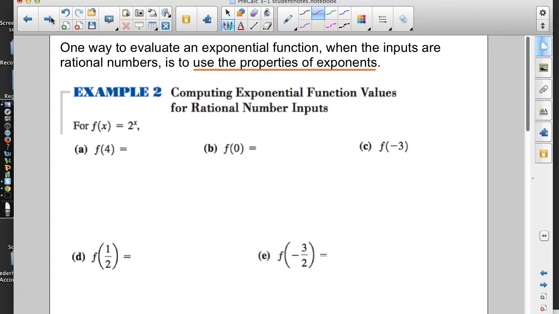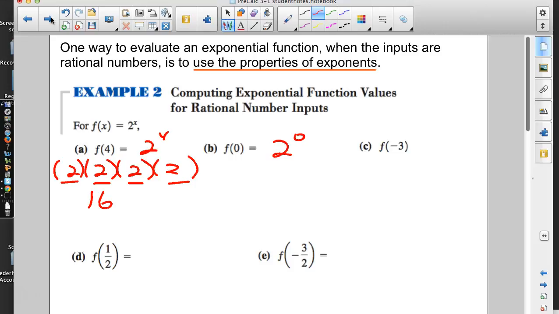So if we're computing exponential function values for rational number inputs, this is saying x needs to be a 4. So you can do 2 times 2 times 2 times 2, and just use the property and get your 16 that way. Plug it in. If you see that it's a 0, 2 to the 0 is going to be what? Yeah, remember by definition, anything to the 0 power has to come out to be 1.